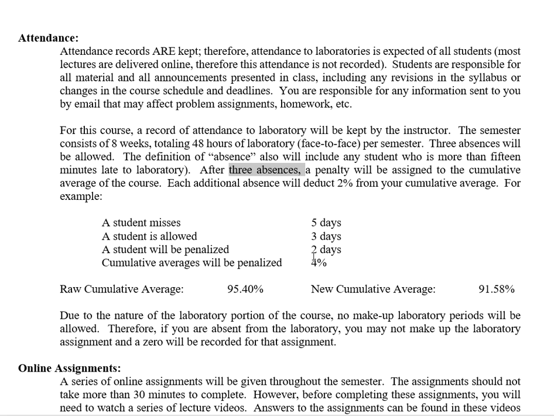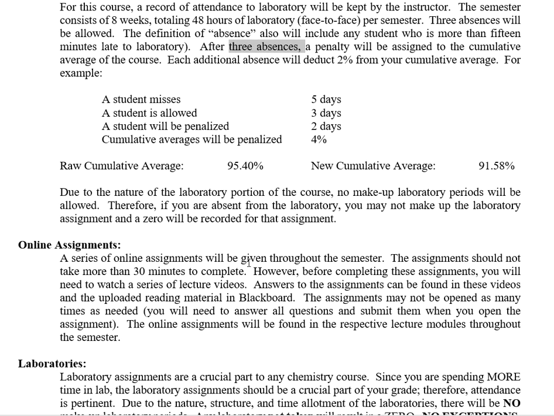If we penalize your cumulative average, this could hurt you quite a bit, because here on the center of the screen, you're going to see an example. If you missed 5 days, you get 3 allotments. 2, you're going to be penalized for. So that means a total of 4%. Your raw cumulative will be 95.4. After we assign that penalty, it's now a 91.5. You have basically gone from a solid A to maybe an A, depending on how we look at that number.